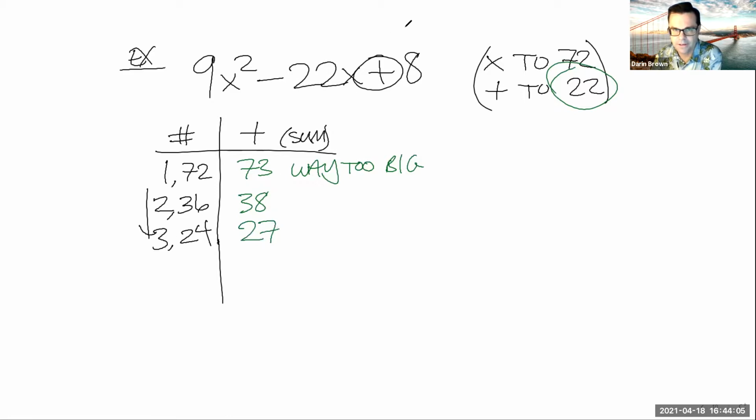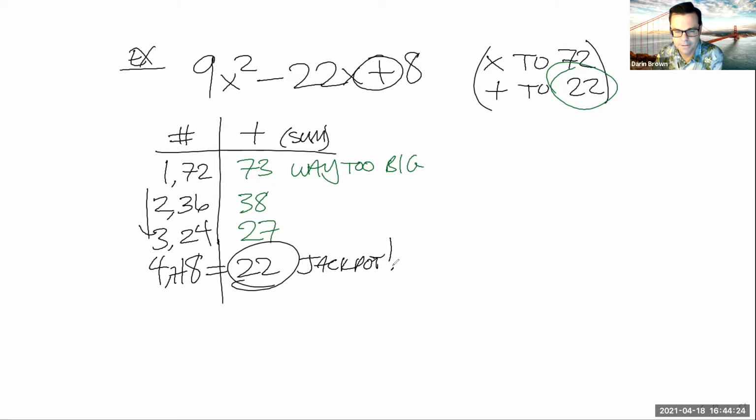And then the next one, I would hit 4. And 4 goes into 72 18 times. And those add up to 22. So jackpot. That tells me my two numbers are 4 and 18.